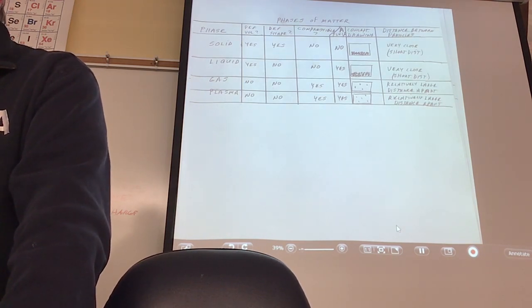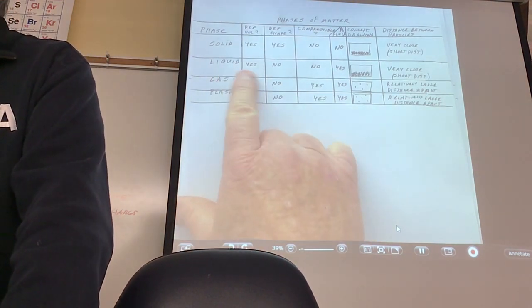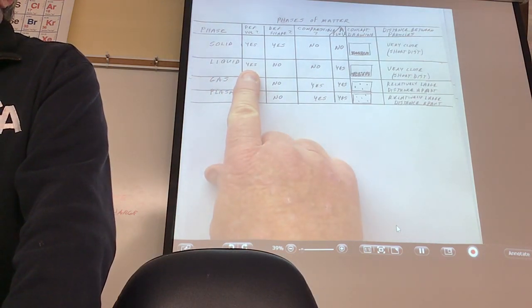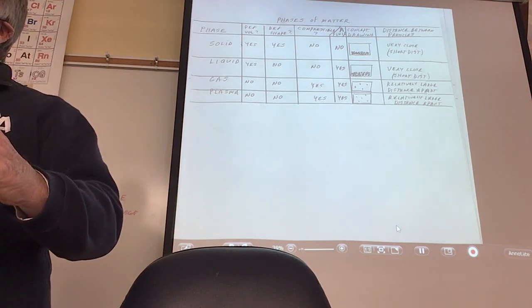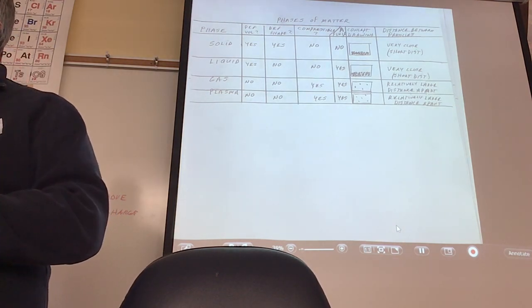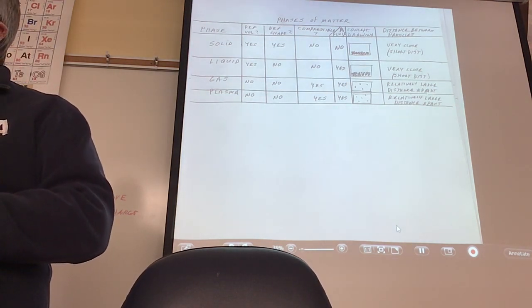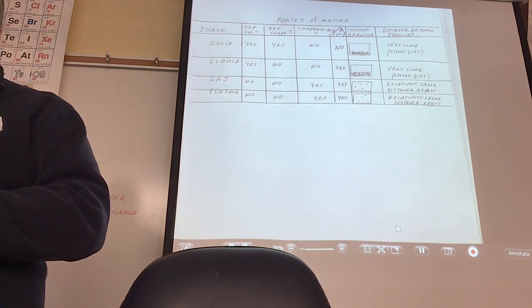Now, let's think about this. Do liquids have a definite volume? If I have 100 milliliters of water in a tall cylinder and I put it in a big fat bowl, is it still 100 milliliters? And it is. Why would that be? Why would they have a definite volume?